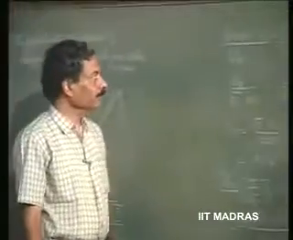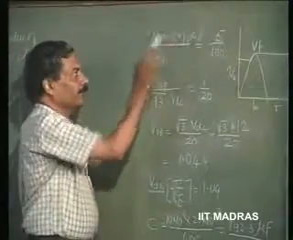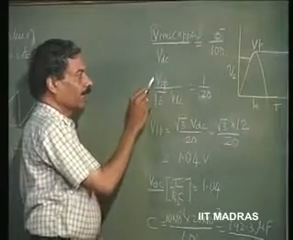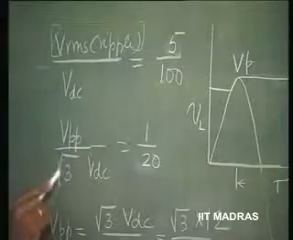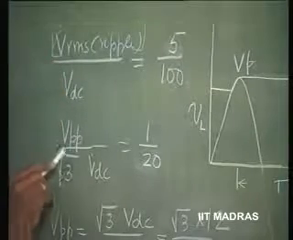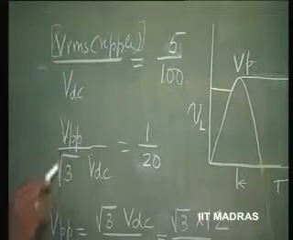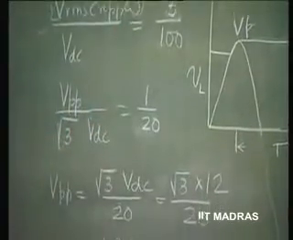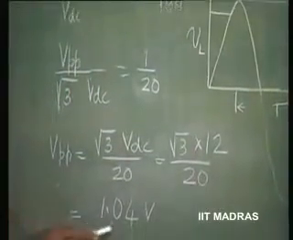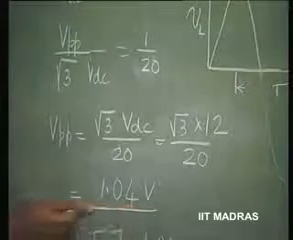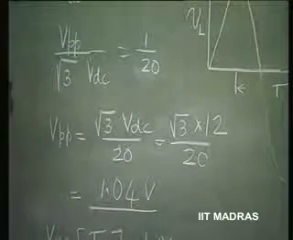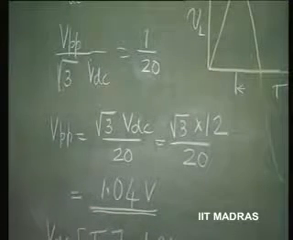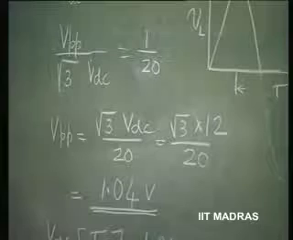Coming back now, the RMS value of ripple divided by DC is equal to 5%. Therefore, V peak to peak divided by root 3, that is the RMS value converted into peak to peak, divided by DC is equal to 1 by 20. So, V peak to peak is 1.04 volts. That is the answer we get for the 5% ripple.